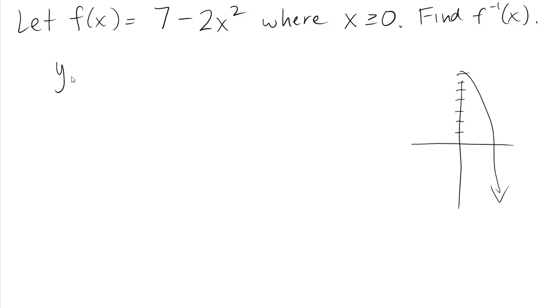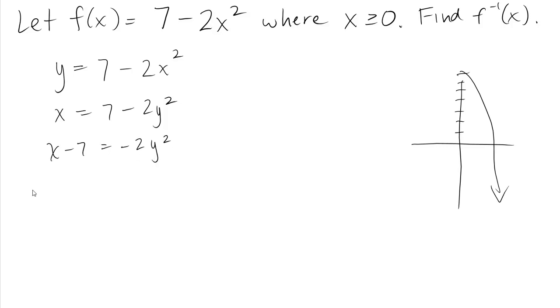So now we replace the function notation with a y. We interchange the roles of x and y. And now we solve for y with the understanding that what we've just done is an abuse of notation. We're using y in two different ways. So I subtract 7 from both sides. I divide by negative 2, and I'd put the negative out front like this. And then I take the square root of both sides.